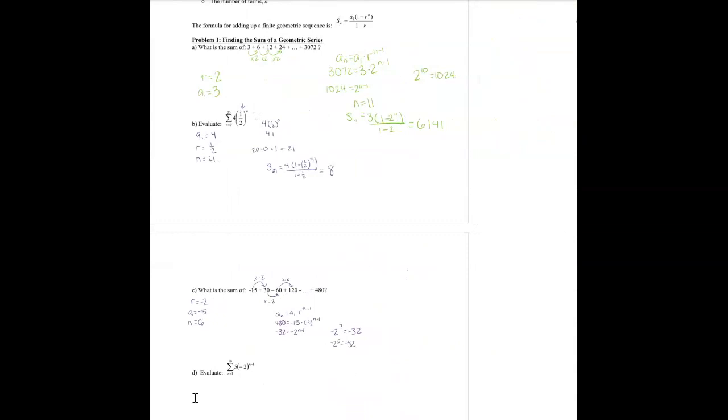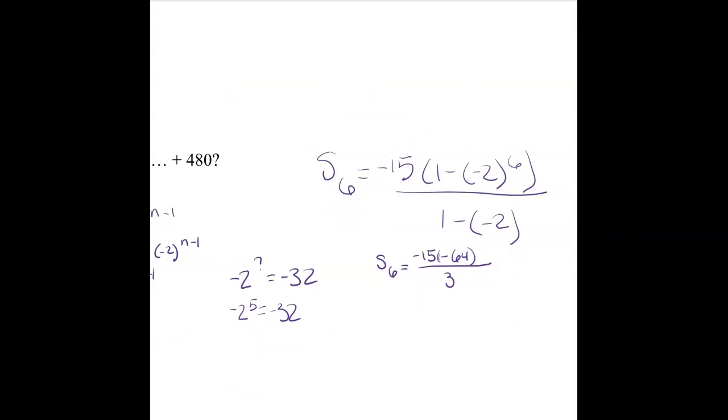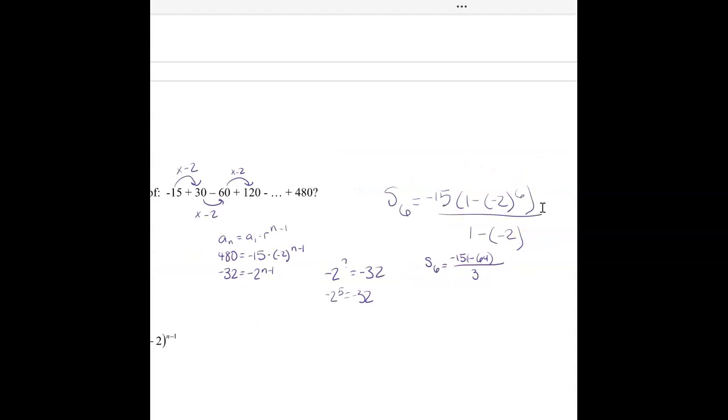So if you need to see it still, you should see S sub 6 in this particular case is equal to a sub 1, which we said was negative 15, times 1 minus r, we said r was negative 2, to the nth, which is 6, all over 1 minus r, which is still negative 2. Alright, now we'll clean this up, which should all in all be about 315.